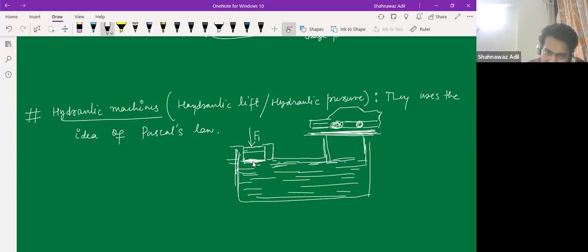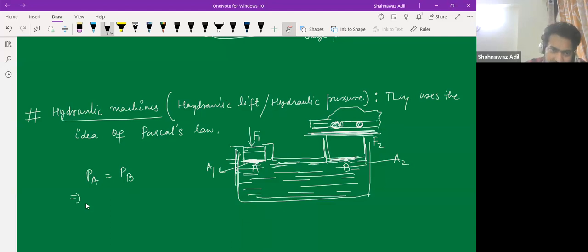So at this point, they have some area A1, right? This area is large. This is A2, and they will experience some force F, right? We know that these two points are at the same level. Let's say this is A point and this is B point. So from Pascal's law, pressure at A point would be equal to pressure at B point, right?